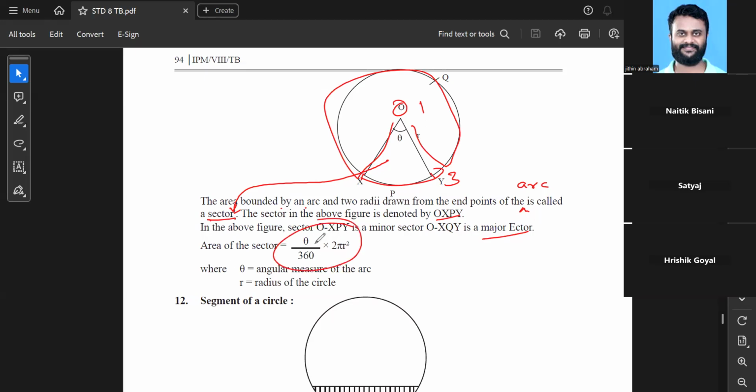Area of the sector can be expressed as theta upon 360 multiplied by pi r square. जैसे कि you have seen the earlier formula, the length had theta by 360 multiplied by 2 pi r. The area has theta by 360 multiplied by pi r square. I hope it's clear.